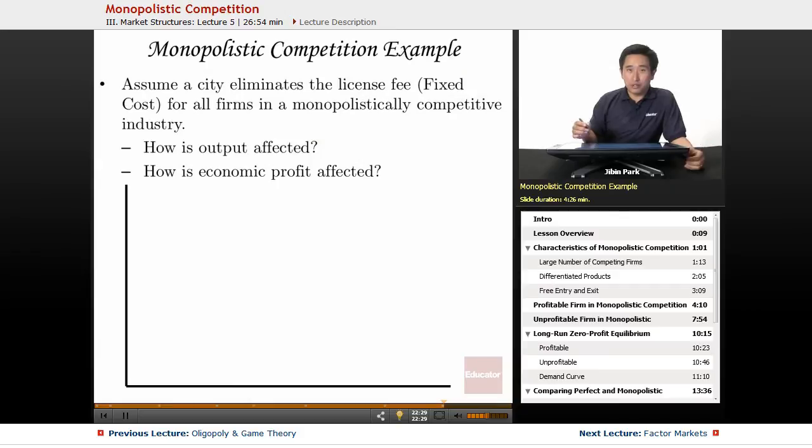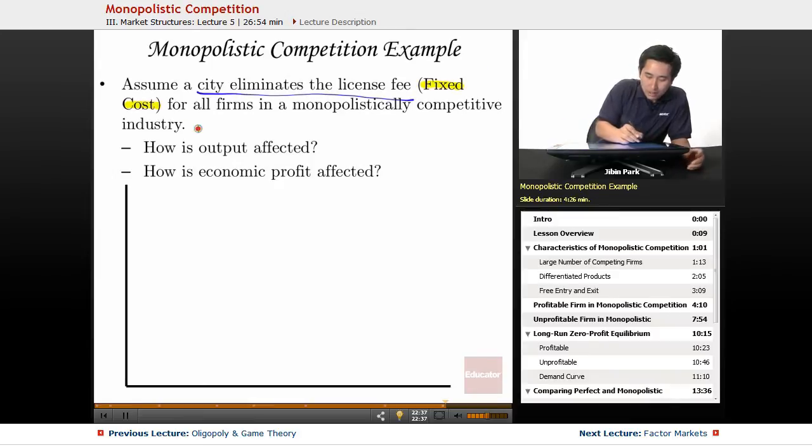So here's a monopolistic competition example here. Assume a city eliminates the license fee. So the fixed cost for all firms in a monopolistically competitive industry, and let's say it's in long run equilibrium, is gone. So no more fixed costs. So how is output affected, and how is economic profit affected?